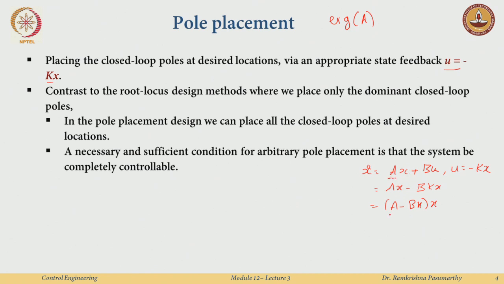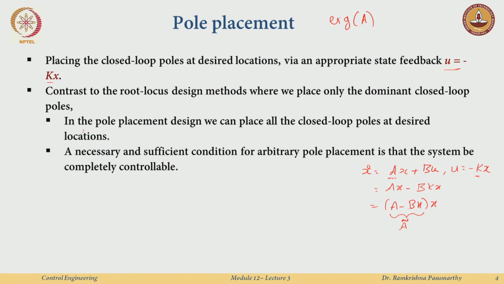Now why are they controlled? My system matrix has changed to this new A tilde, if I can call this. Now can I change or can I place the poles or the eigenvalues of the closed loop system via this choice? So this shows that something is changing via B and K. So this technique is called the pole placement technique. What is the contrast with root locus? Well, in the root locus methods, we were placing only the dominant closed loop poles, whereas in the pole placement design, we can place all the closed loop poles at desired locations.